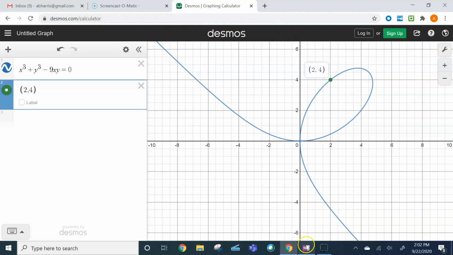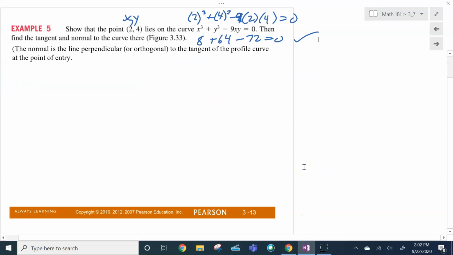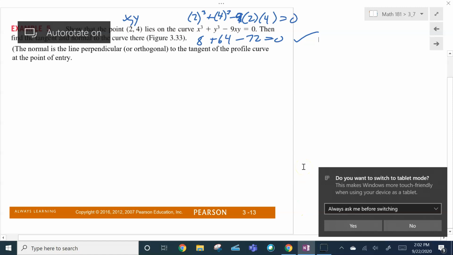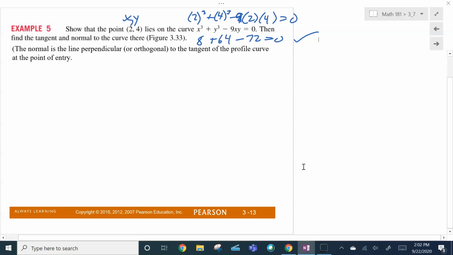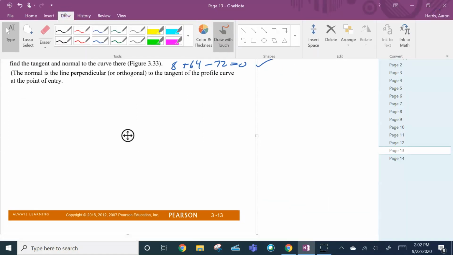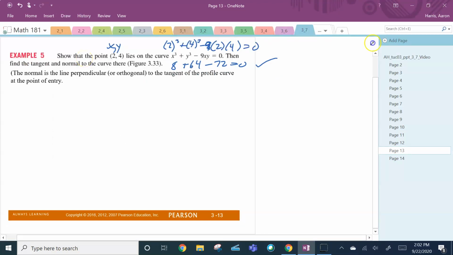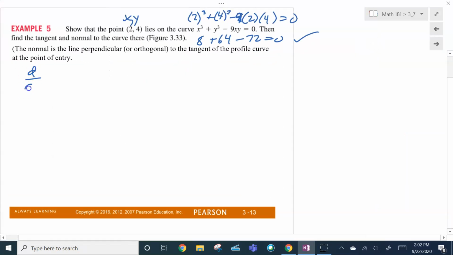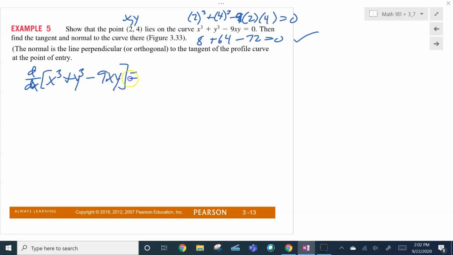Okay, so let me go back here. Now we cannot solve for y explicitly, so we're going to have to take the derivative with respect to x here. So 3x squared, variables agree, plus 3y squared, don't forget chain rule, dy/dx.